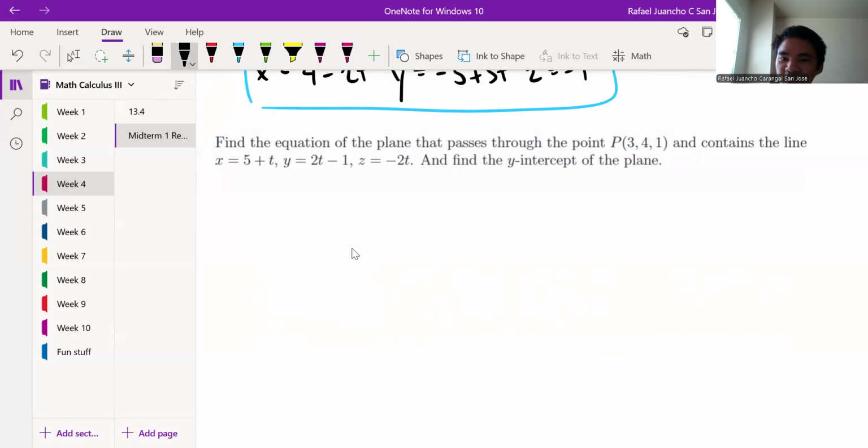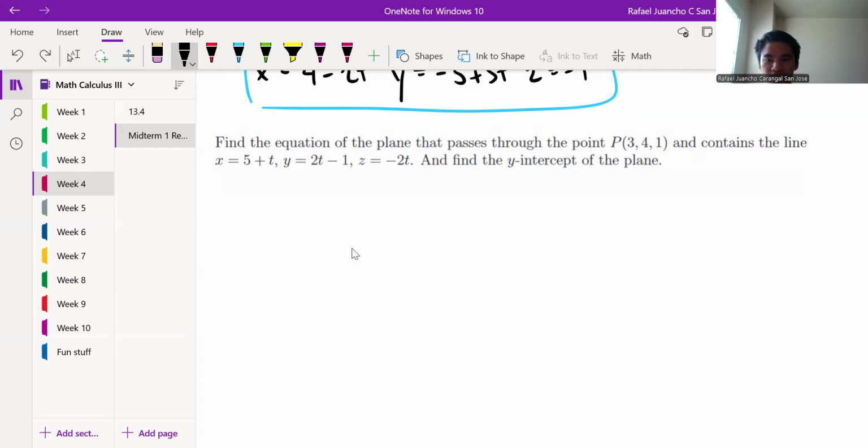So we want to find the equation of the plane. It passes through this point, and it contains this line. And then I want to find the y-intercept of that plane, so where it intersects the y-axis. Okay, so to find the equation of the plane, what do I need? I need a point, and I need a normal vector, right?